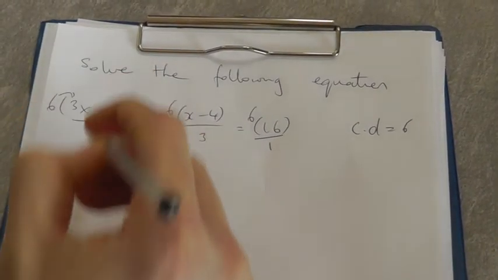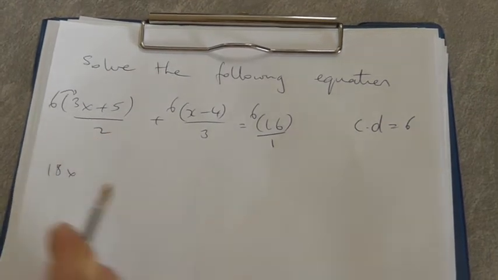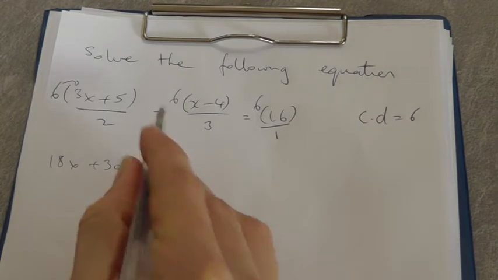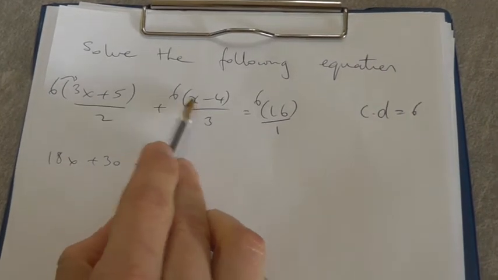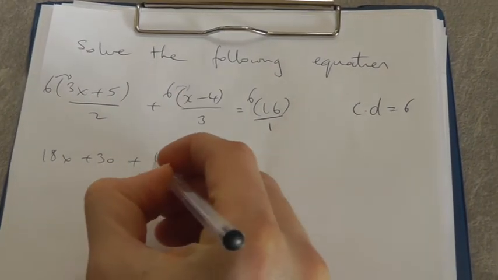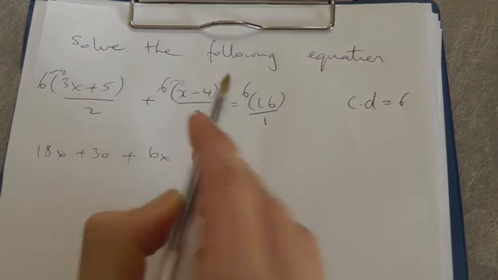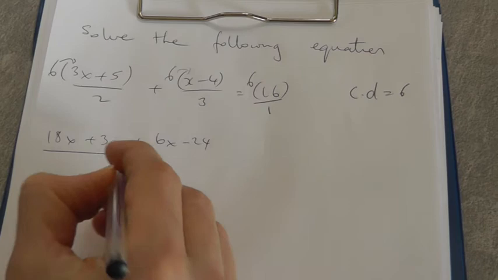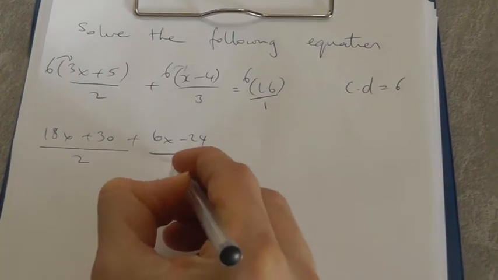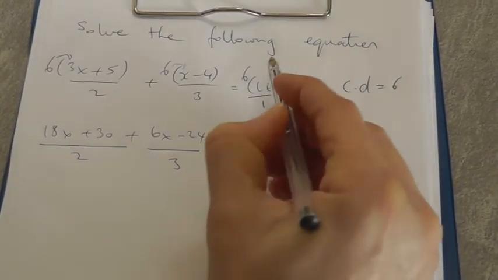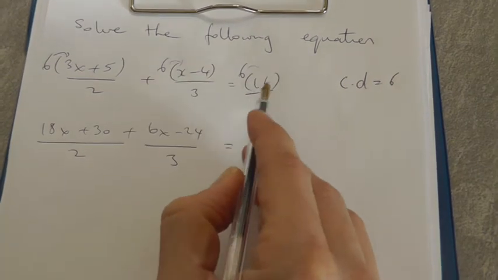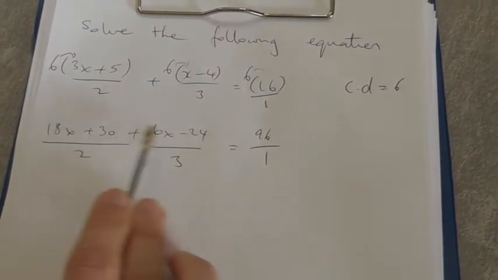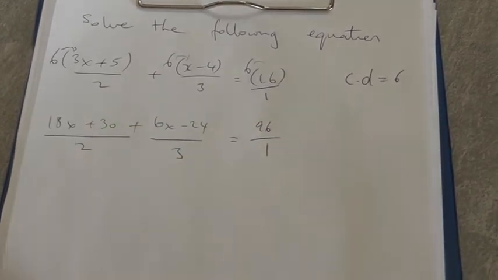6 by 3x is going to be 18x. 6 by 5 is going to be 30. Bring down my plus. 6 by x is going to be 6x. And 6 multiplied by minus 4 is going to be minus 24. And that is still over 2. And that is still over 3. And that's going to be equal to 6 multiplied by 16, which is 96. And that is still over 1. So I've multiplied out the three tops of the fractions, and I'm now going to simplify the fractions.